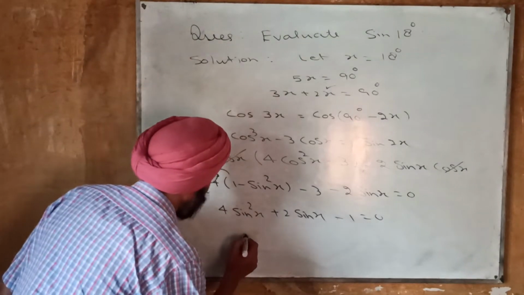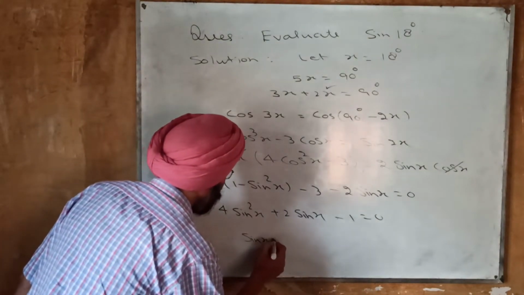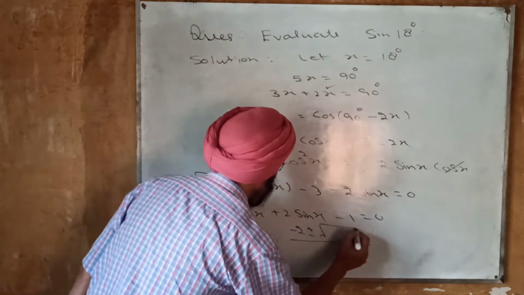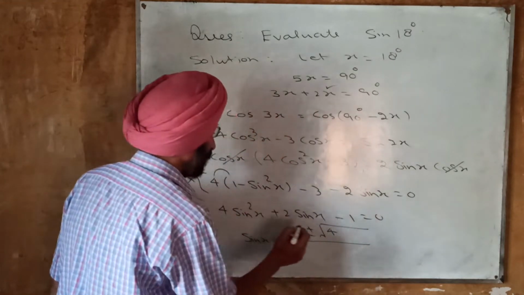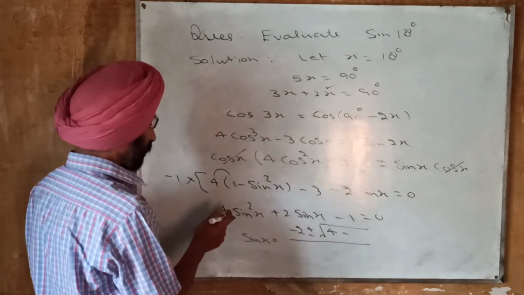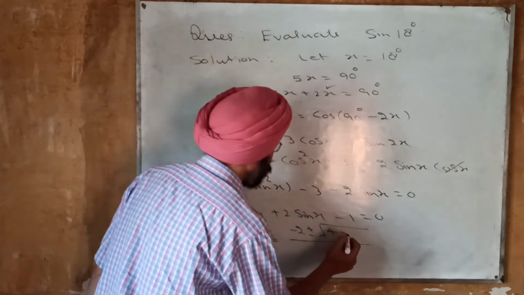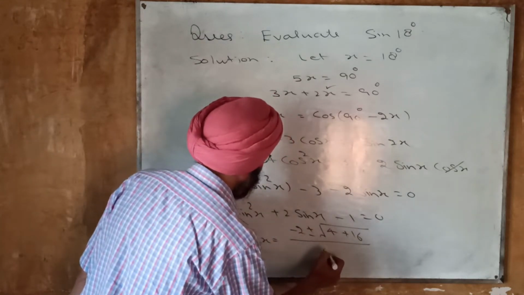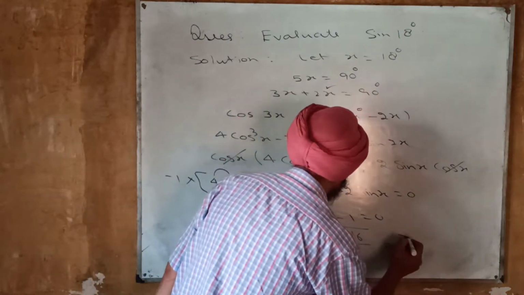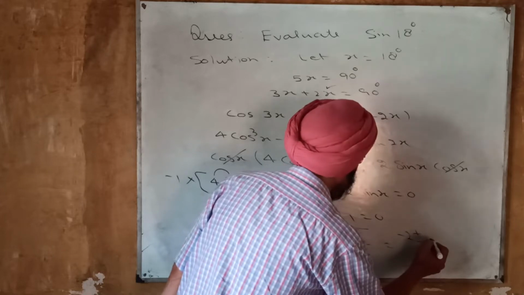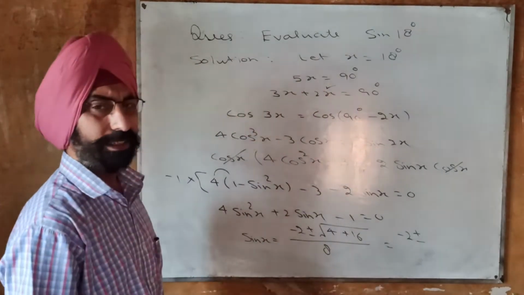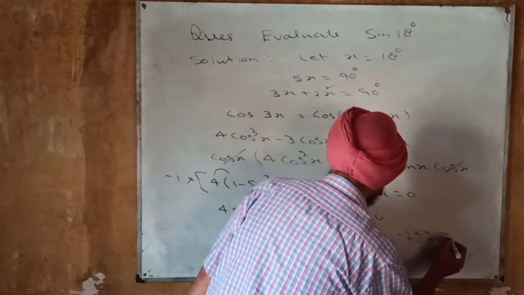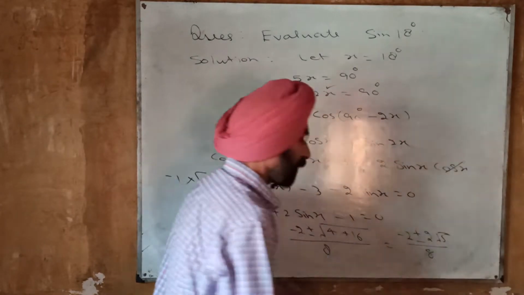So the value of sin x will be minus 2 plus minus under the root 4 minus 4 times AC. So 4 into minus 1, you will get plus 16, divided by 8. So it is minus 2 plus minus under root 20. Under root 20 you can write 2 under root 5, divided by 8.